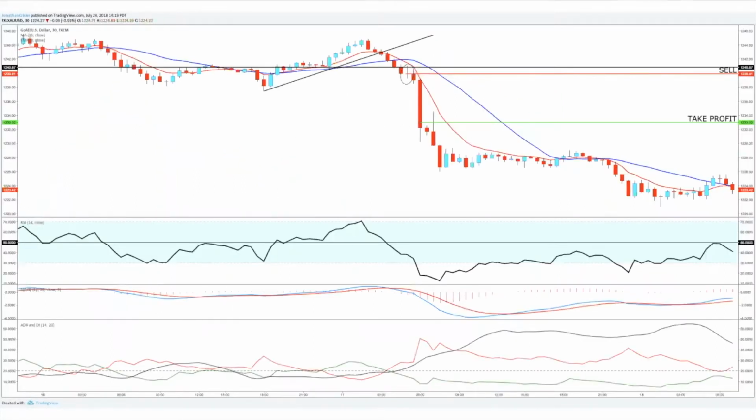So here's an example of another sell I took, right? That circled doji candle is where I took the trade. And then the green line down there where it says take profit, that's where I took profit and took my money and ran with it.